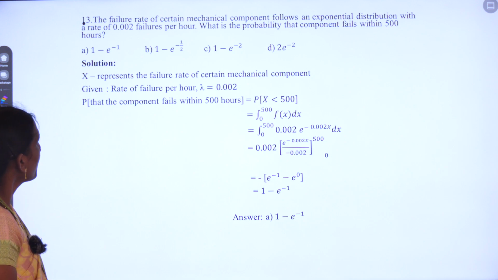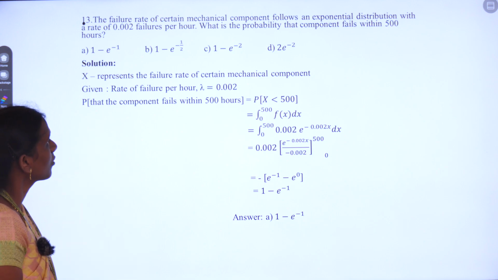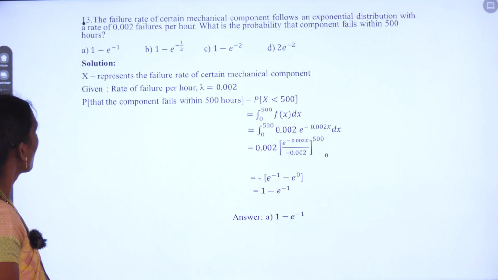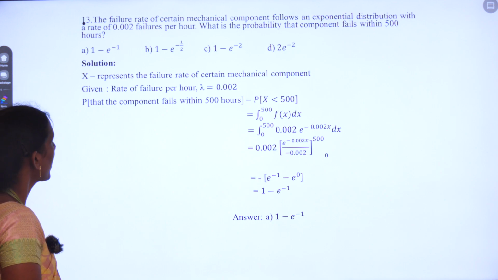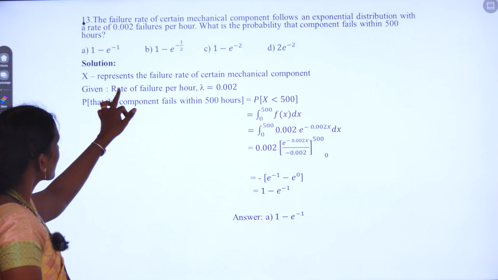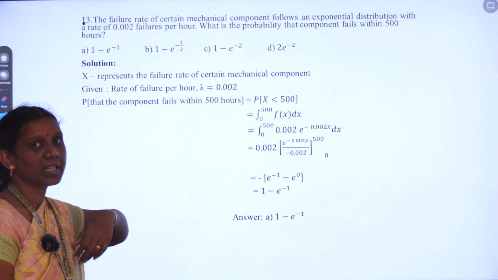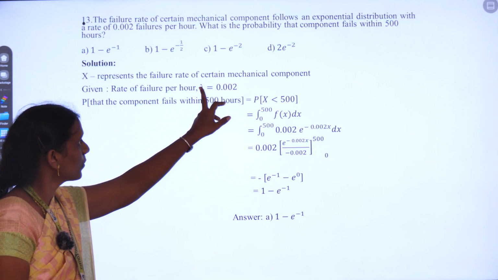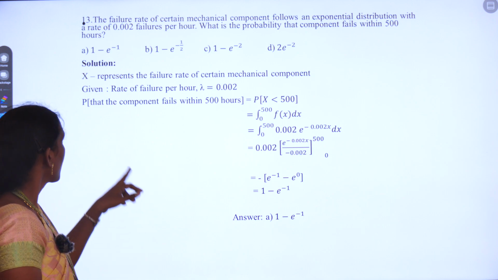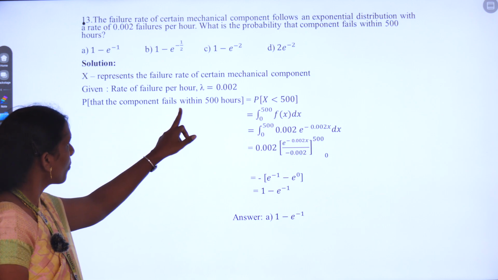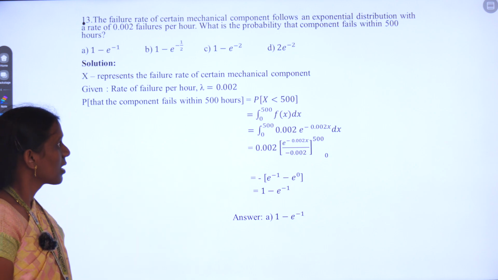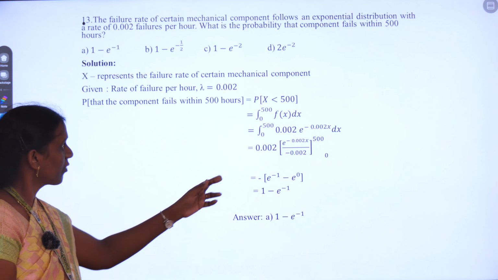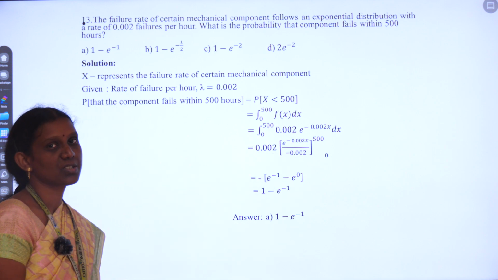Next, problem number 13. The failure rate of a certain mechanical component follows an exponential distribution with a rate of 0.002 failures per hour. What is the probability that the component fails within 500 hours? So here X represents the failure of the mechanical component. The given rate of failure is 0.002, represented by lambda. We were asked to find the probability that the component fails within 500 hours. Within means just less than, so we have to find probability of x less than 500.